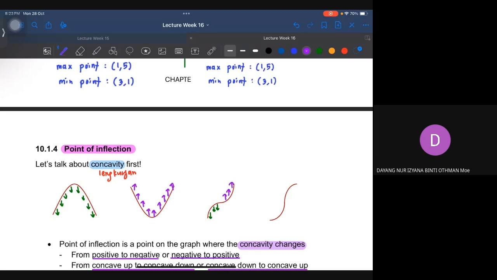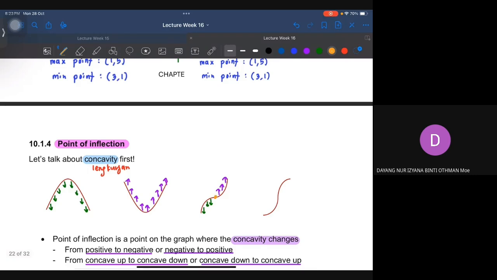Okay, so di sini, pada point yang berlakunya perubahan concavity, at the point where the concavity changes is where your inflection point located at. Inflection point.